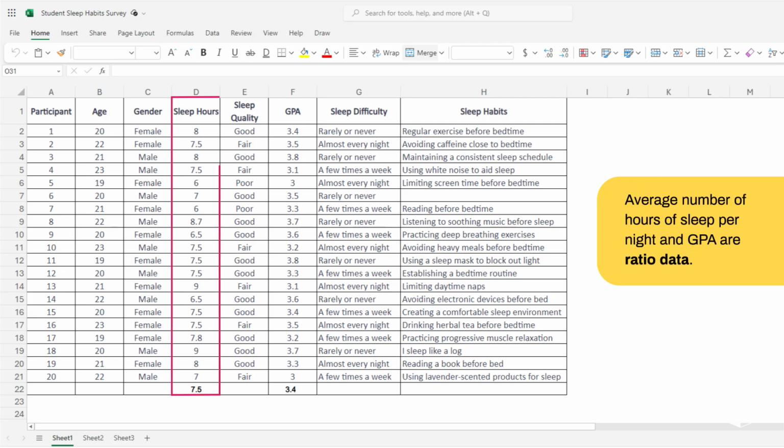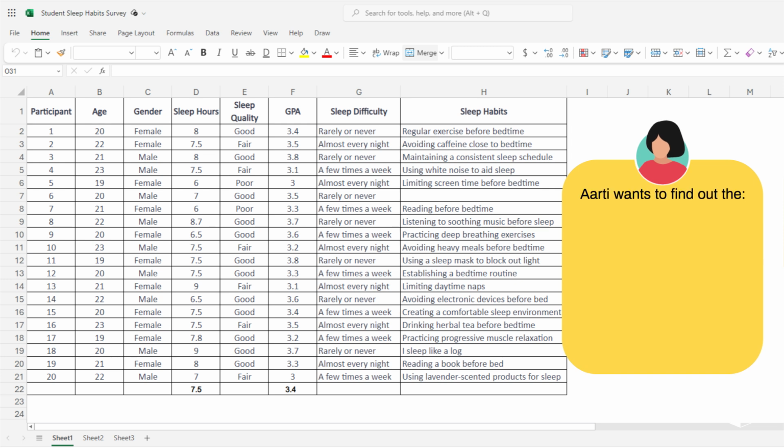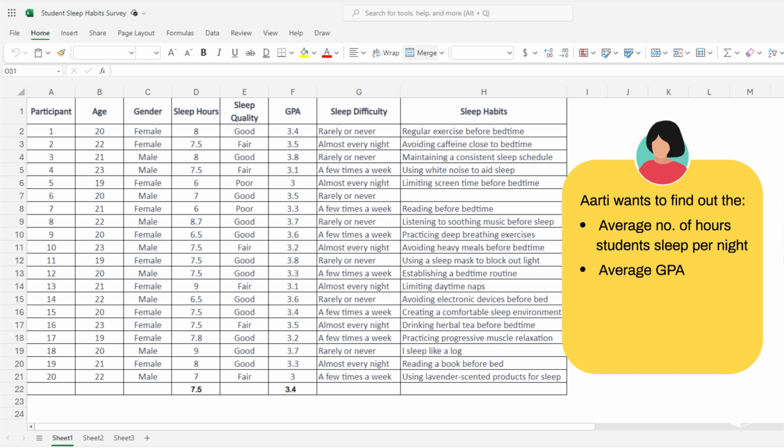Note that the average number of hours of sleep per night and GPA are ratio data. Sleep quality and gender are nominal data. From this data, Aarti wants to find out the average number of hours students sleep per night, average GPA, percentage of sleep quality rating, and percentage of male and female students. Let's see what she finds out.